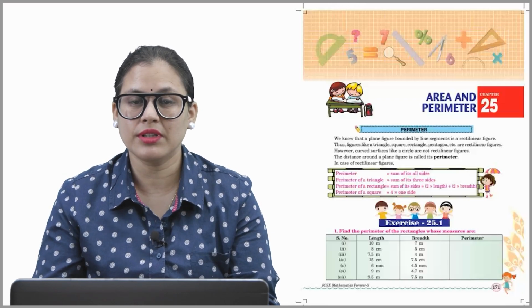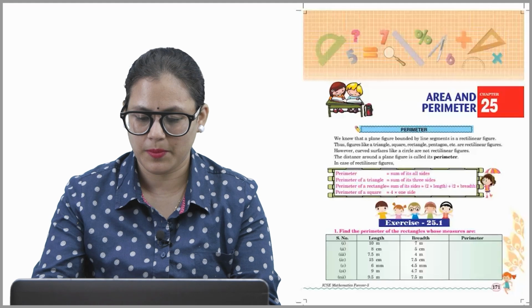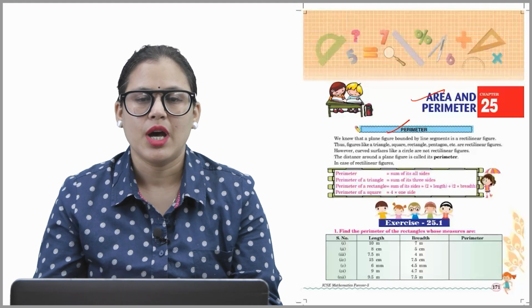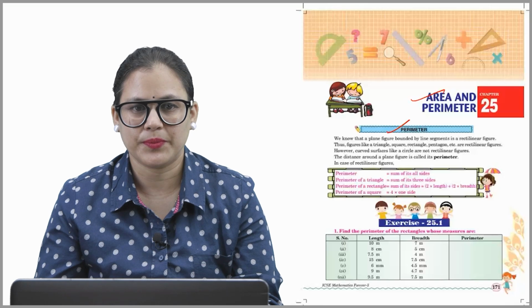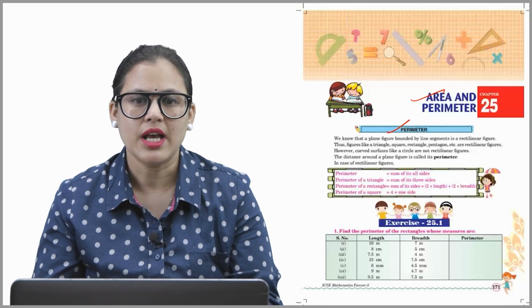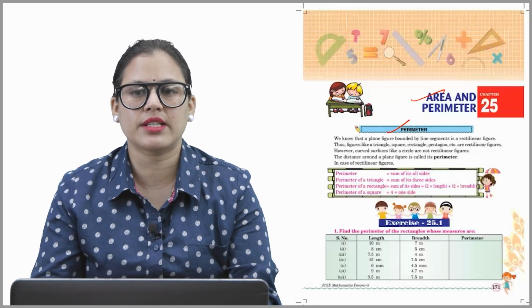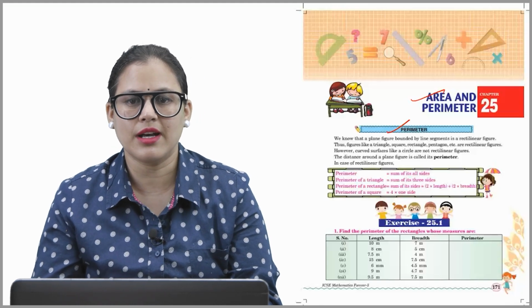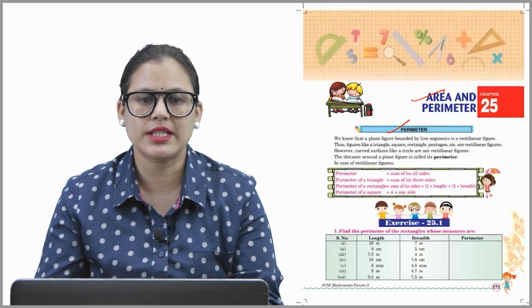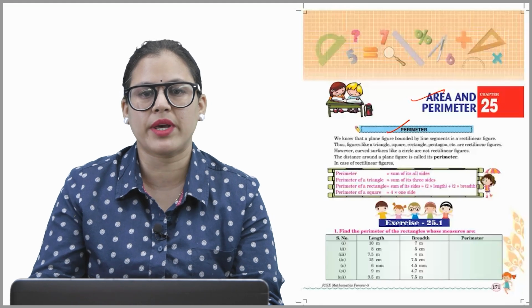Let's start today's chapter, area and perimeter. Perimeter. We know that a plane figure bounded by line segments is a rectilinear figure. Thus figures like a triangle, square, rectangle, pentagon, etc. are rectilinear figures. However, curved surfaces like a circle are not rectilinear figures. The distance around a plane figure is called its perimeter.